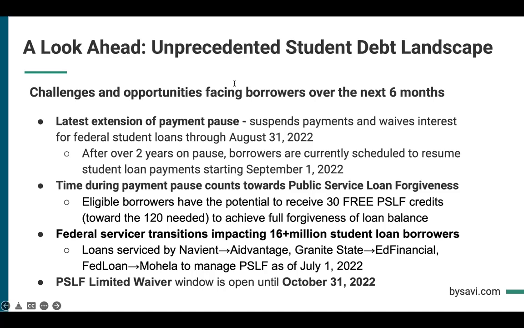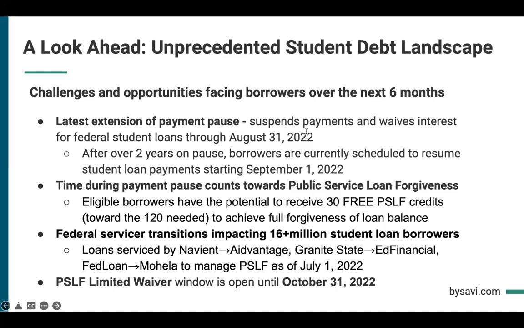Now, if they weren't automatically paused for you, that might be an indication that you have an older loan type that didn't qualify for the payment pause. And so you had payments due anyway. So we'd really want to check to see what type of loan you had, because that would determine what your next steps would be.